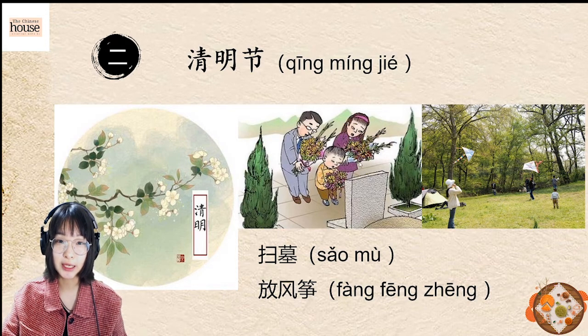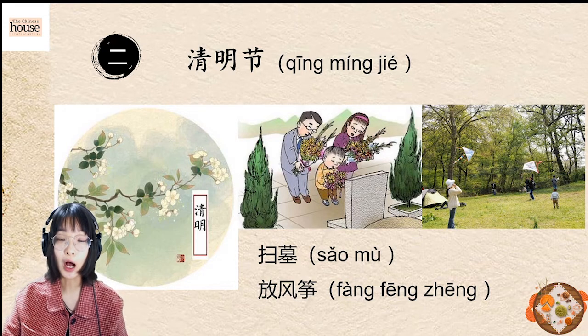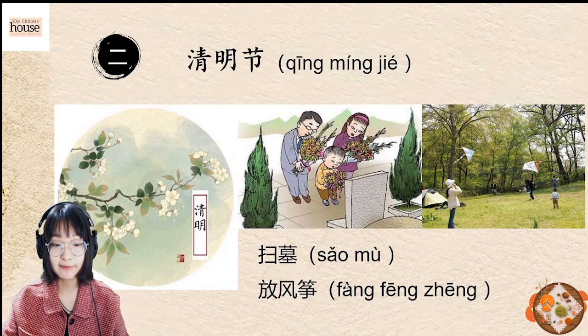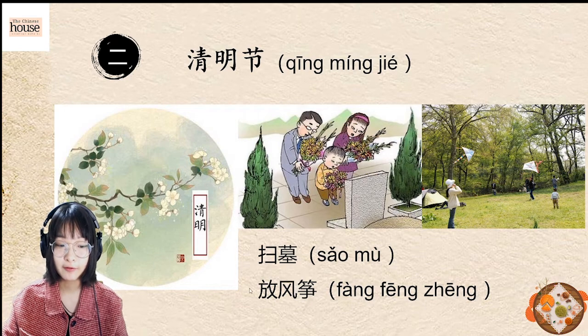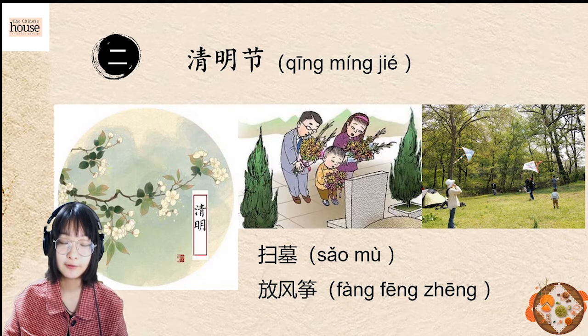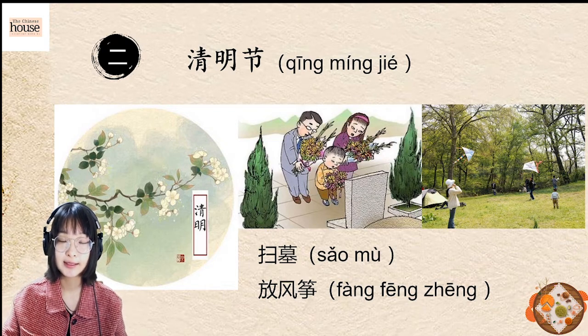The first thing we will do in Qing Ming is 扫墓. This literally means tomb sweeping. 扫 means sweeping. 墓 means tomb. 扫墓. And then we have another thing, 放风筝. Both pronunciations are okay. 放 means release something. 风 is wind. 风筝 means kite. 放风筝. 扫墓, third tone, 扫. 扫墓. 放风筝.